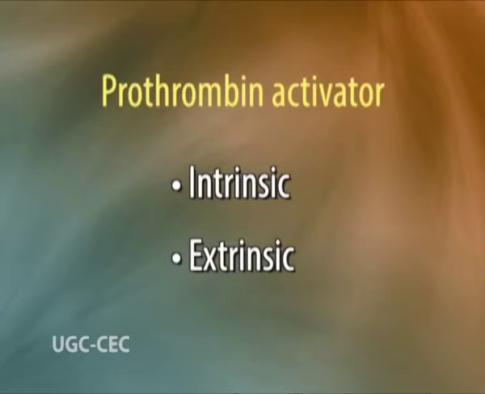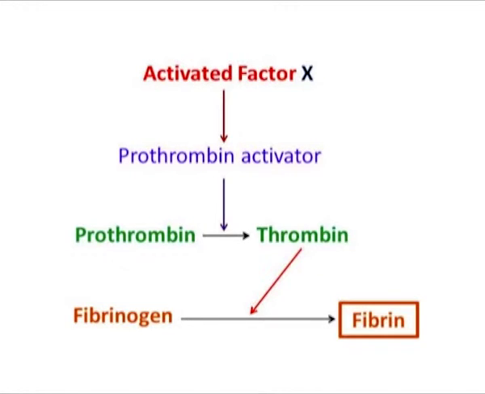Clotting mechanism begins by formation of prothrombin activator, which causes conversion of prothrombin into thrombin. There are two pathways of formation of prothrombin activator, intrinsic and extrinsic pathways. This reaction leads to the activation of thrombin enzyme from inactive form prothrombin. Thrombin will change fibrinogen plasma protein into fibrin insoluble protein.